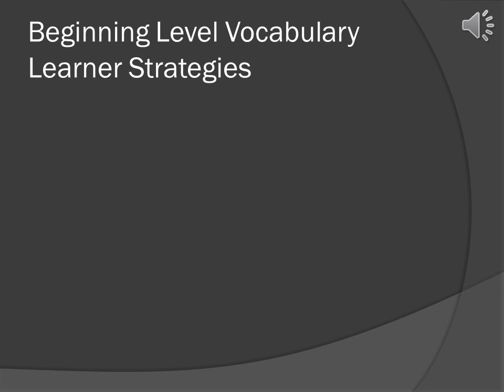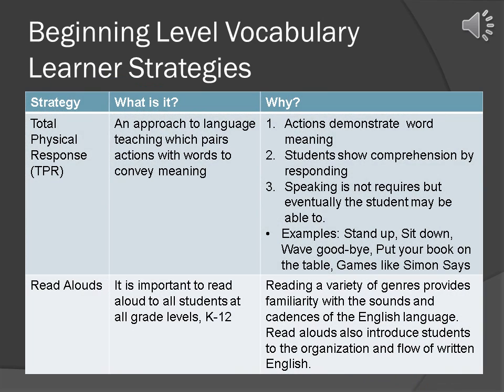There are a few strategies that can be used to teach beginning level vocabulary. One is the total physical response, or TPR strategy. It's an approach to language teaching which pairs actions with words to convey meaning. The actions demonstrate the word meaning, students show comprehension by responding, and speaking is not required, but eventually the student may be able to. Some examples are stand up, sit down, wave goodbye, put your book on the table, and games like Simon Says could be a good way to practice some of these.